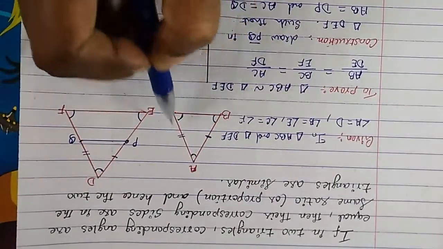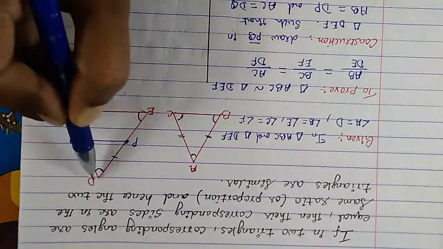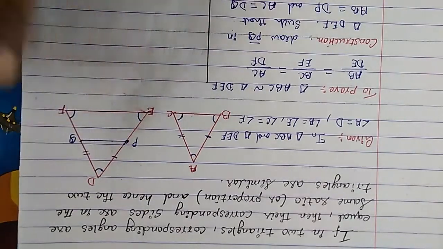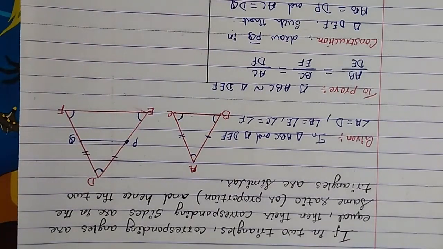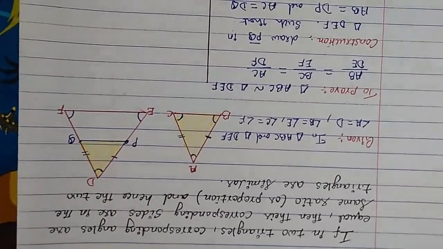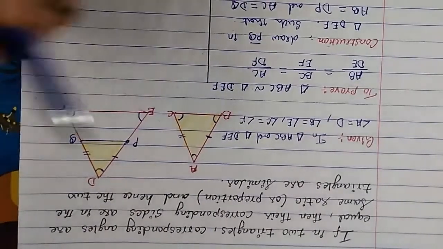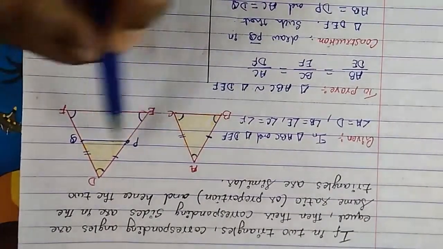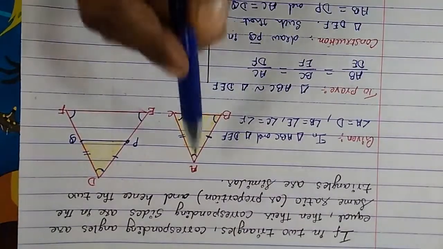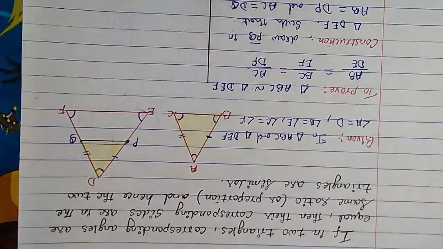So when we prove, we now take these two triangles, ABC and DPQ. This triangle we will take to prove. Let me just color it. So I have colored it, so now it is easy for you. Now we are comparing these two triangles, triangle ABC and triangle DPQ.